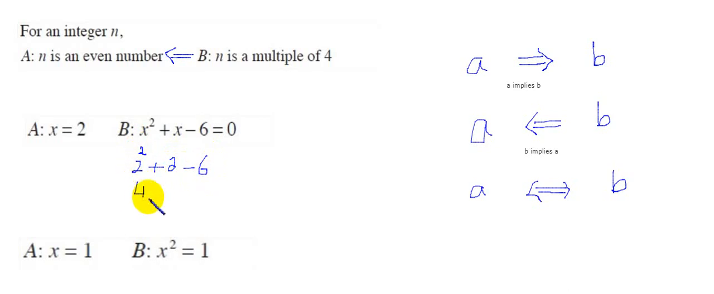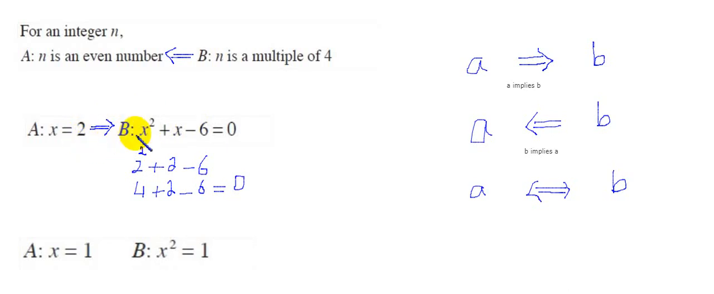So 2 squared is 4, and 4 plus 2 is 6, and 6 minus 6 is definitely equal to 0. So if x equals 2, then it definitely satisfies this equation. So it means that A implies B. So we can use this line that A implies B. We also must check the reverse, the backward way.